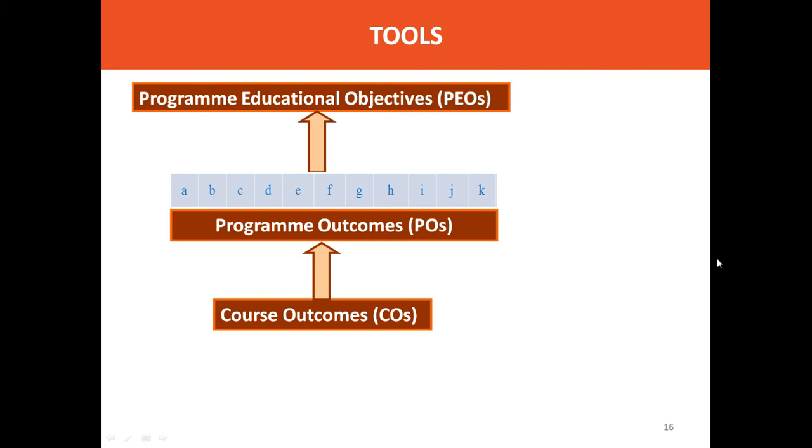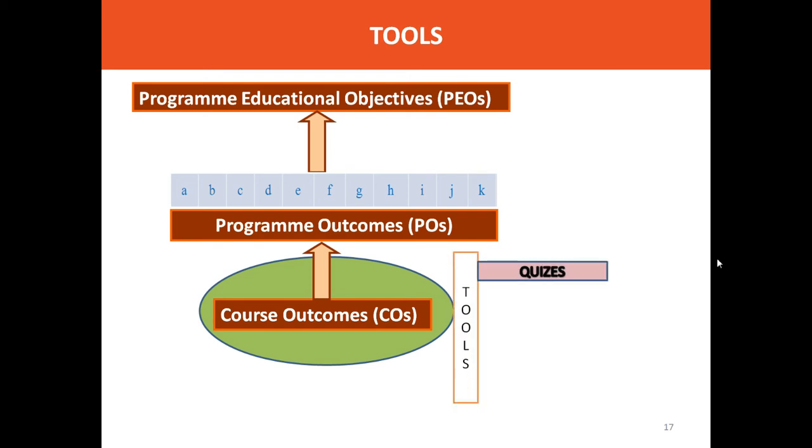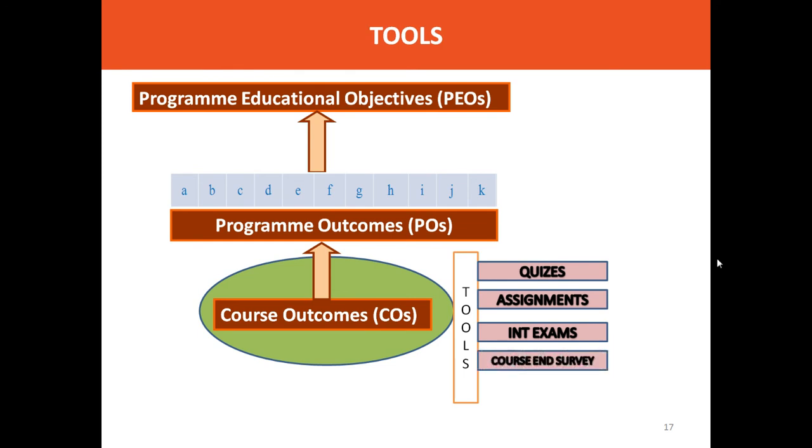And to attain or achieve these POs, PEOs and COs, we need assessment tools. You can see this one. To attain the course outcomes, we need direct and indirect tools. For example, we have quizzes, assignments, internal exams, course end survey, then end exam. Among these, the course end survey is an indirect tool.